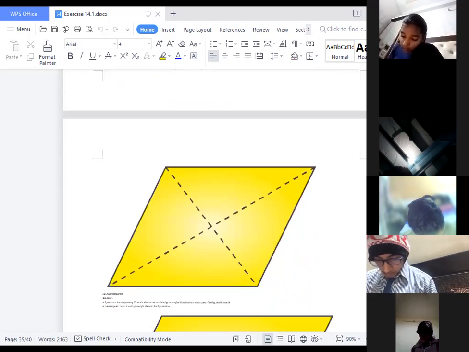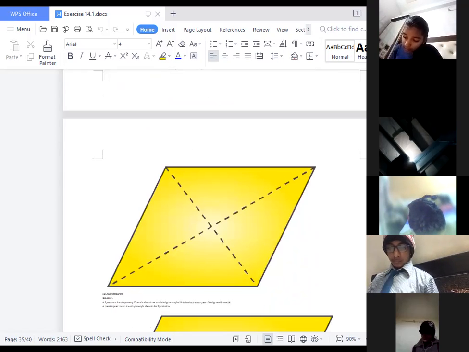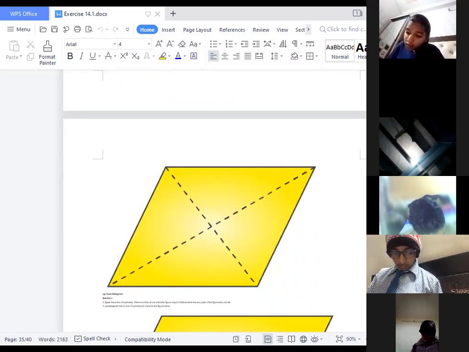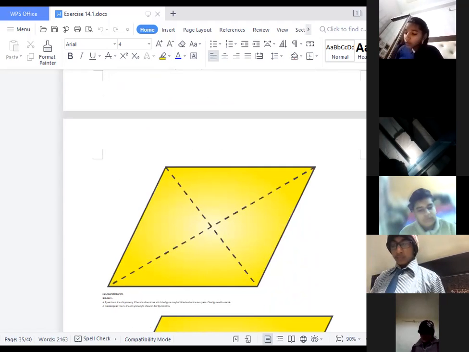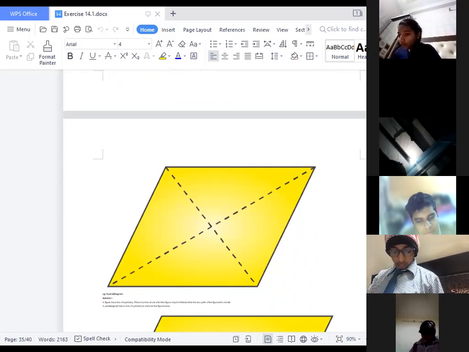Next is rhombus. In a rhombus, 2 lines of symmetry will be passing through it, both in the diagonal way.